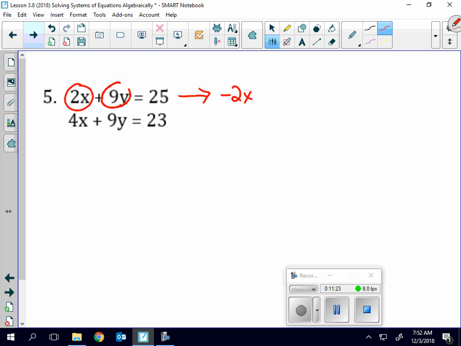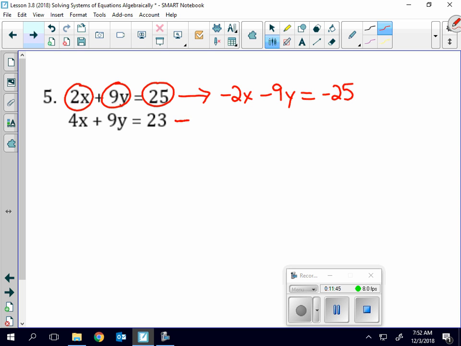The positive 9y becomes a negative 9y. And of course, you still have to do it to the other side. A positive 25 becomes a negative 25. Don't forget your equal sign. Okay, so that's all we did. All we did is multiply everything by a -1 because, you know, 1 keeps the number the same and the negative sign just changes the sign.